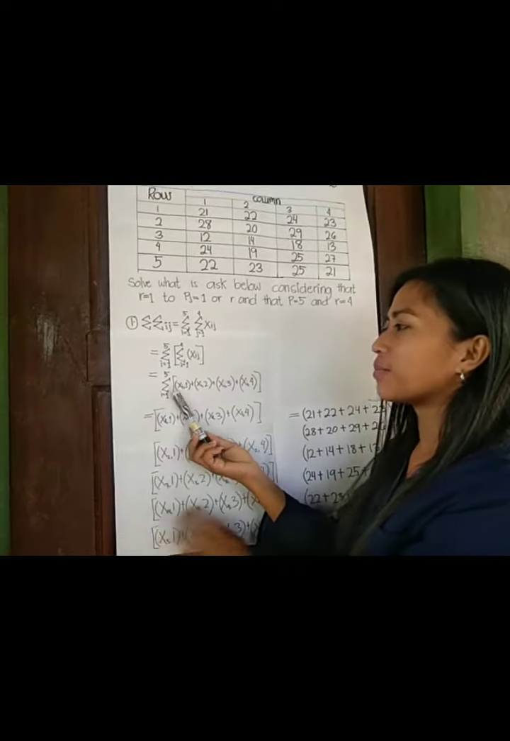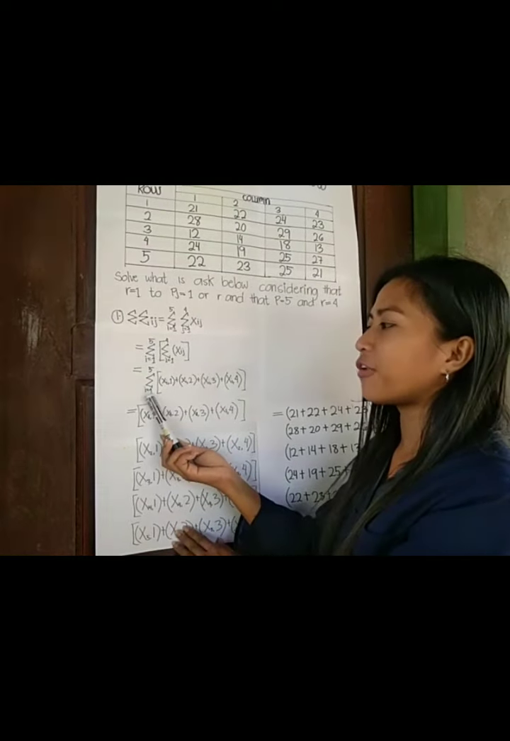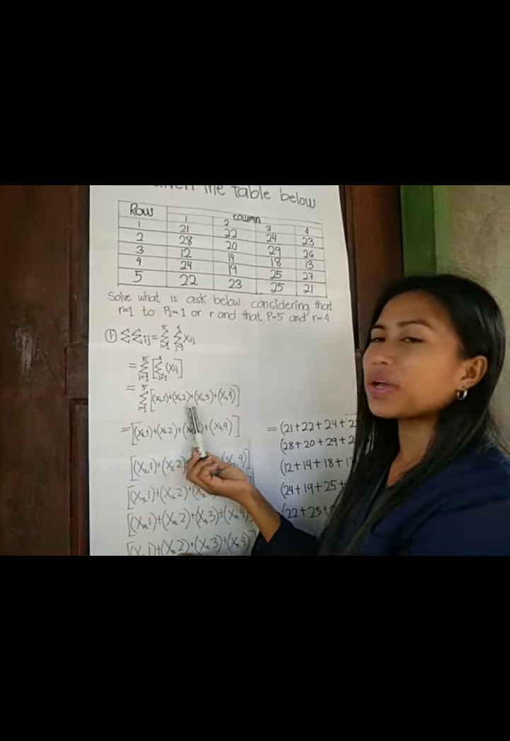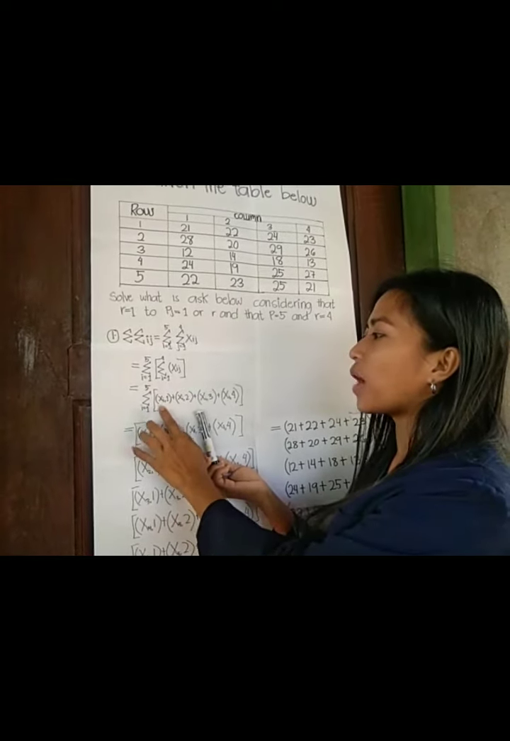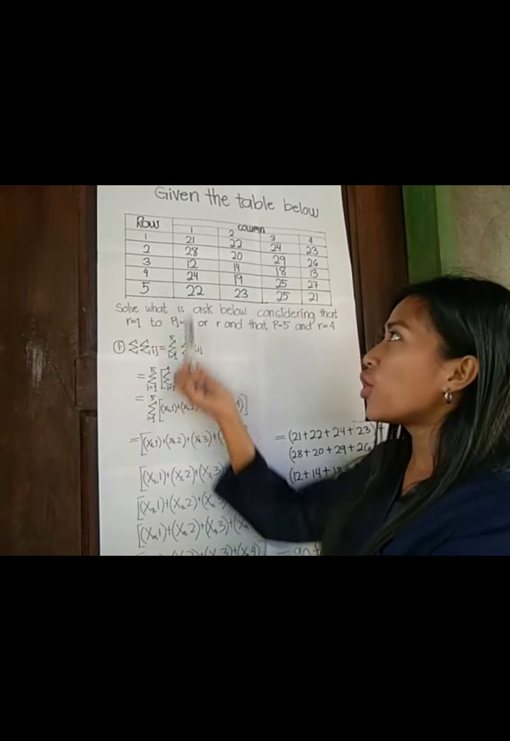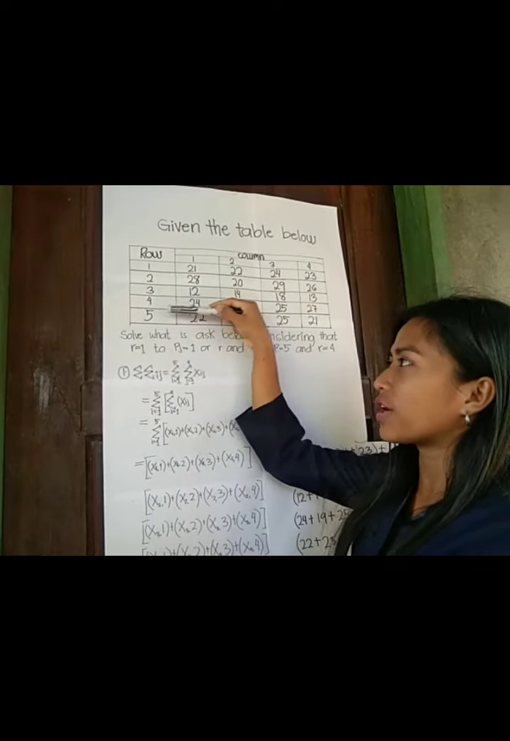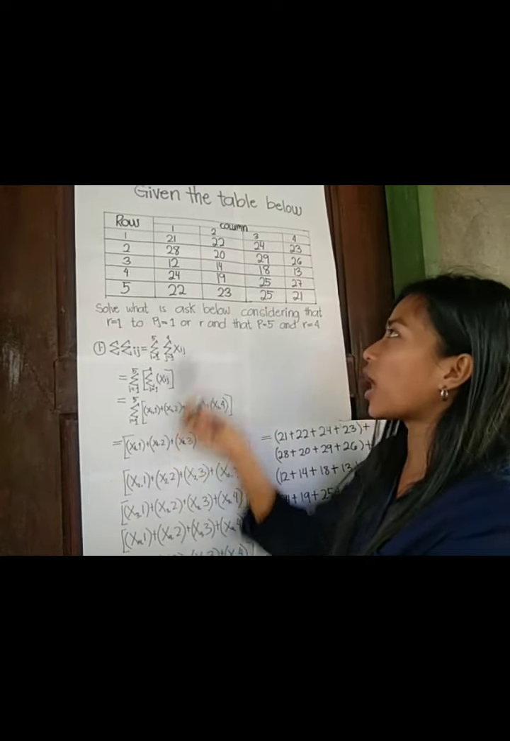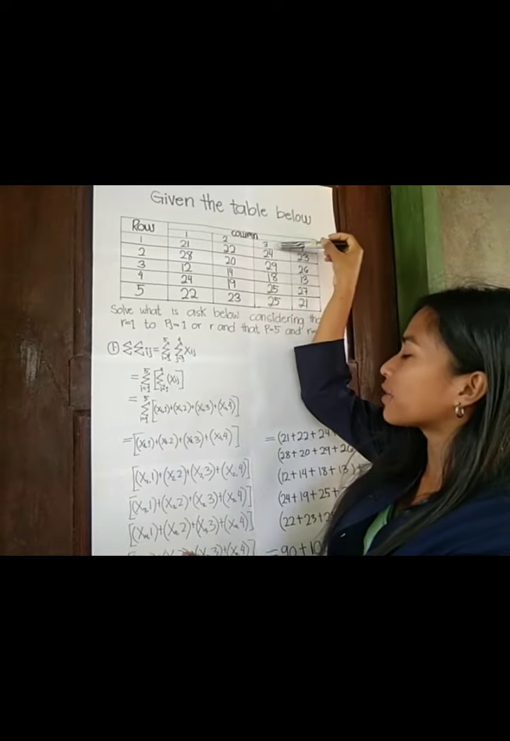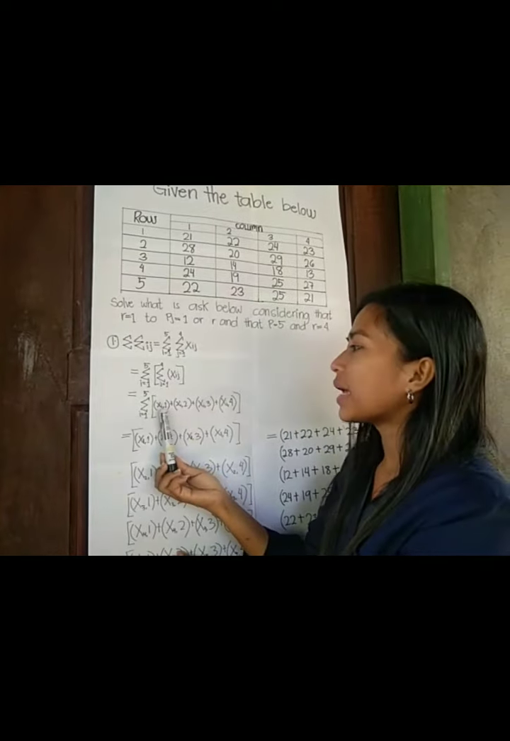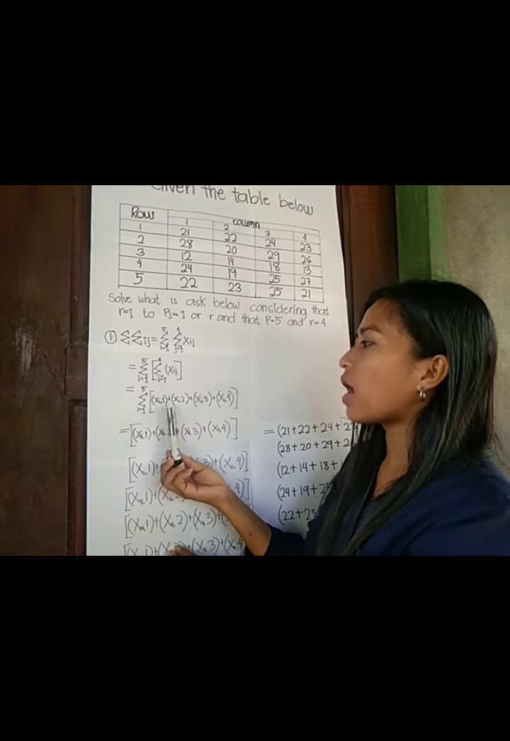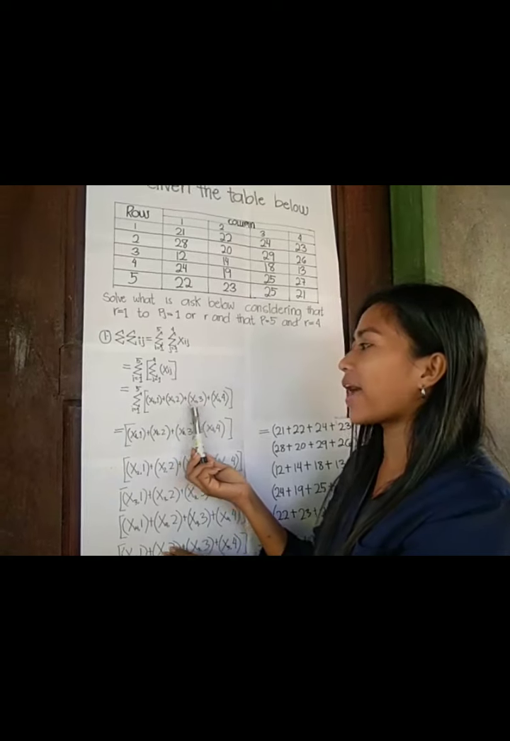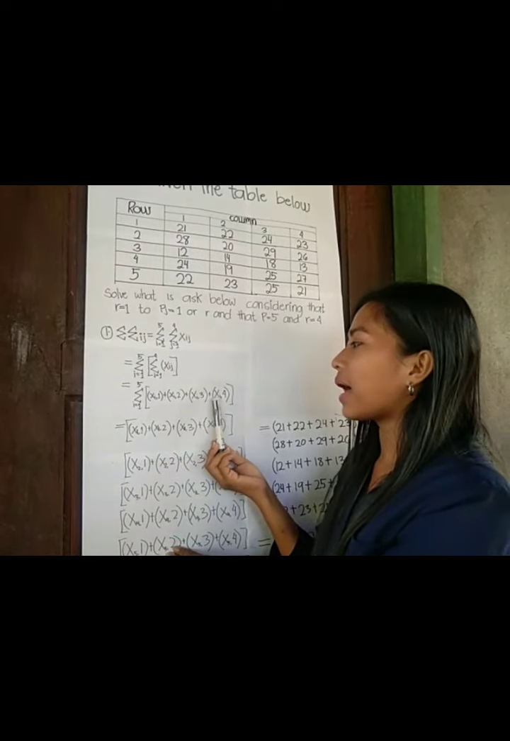So, we have here the summation of i equals row 1 to row 5. Always remember that this x sub i is the row: row 1, row 2, row 3, row 4, and row 5. Then the j indicated here is the column: column 1, column 2, column 3, column 4. So, x sub i equals 1 plus x sub i equals 2 plus x sub i equals 3 plus x sub i equals 4.